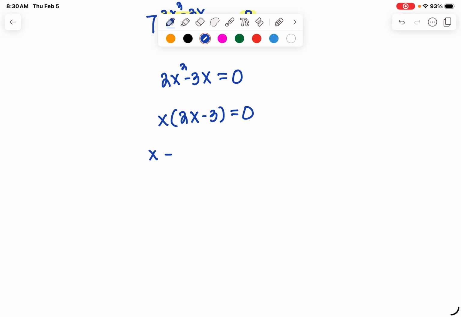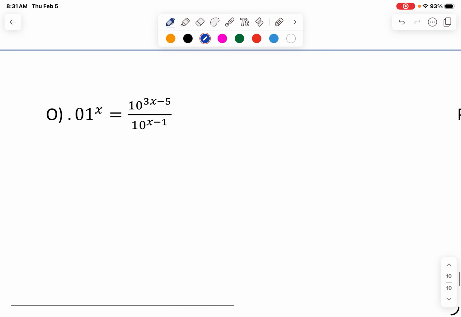So then I can set each factor equal to 0 and solve. I get x equals 0, and x equals 3 halves. Okay, moving on to the next one.